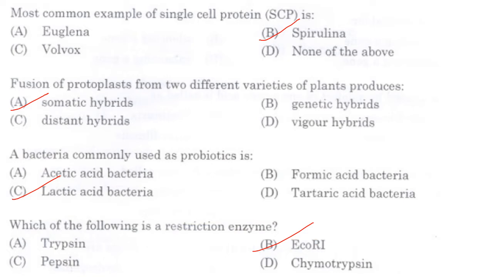Which of the following is a restriction enzyme? Trypsin, pepsin, EcoR1, chymotrypsin, they are all digestive enzymes. EcoR1 is the restriction enzyme. So answer is option B.